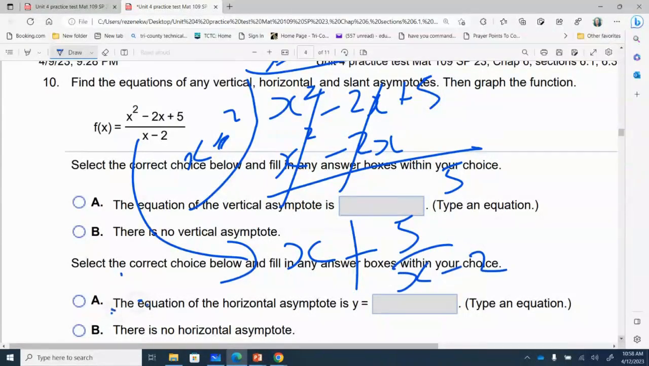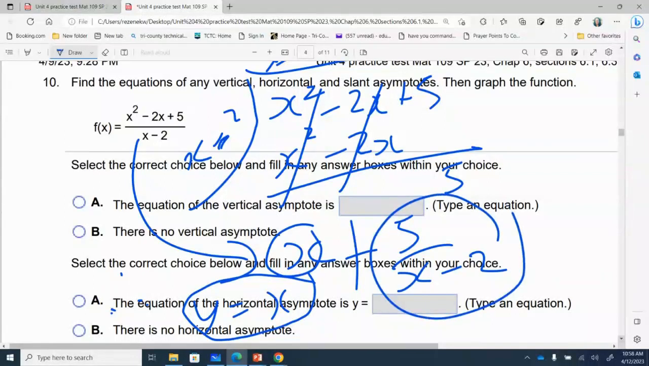Therefore, the slant asymptote is y equal to x. Only this one. This is the equation of the slant asymptote. It's y equal to x. It's as simple as that. You can do a long division or synthetic division, whichever one you want to do. The remainder is 5 over x minus 2. Any question?